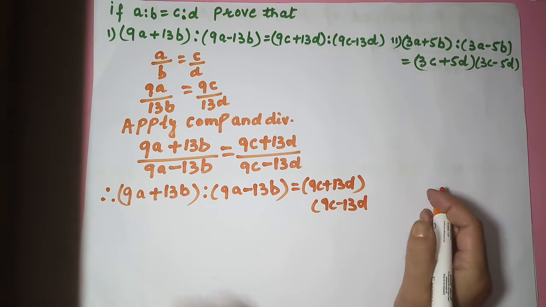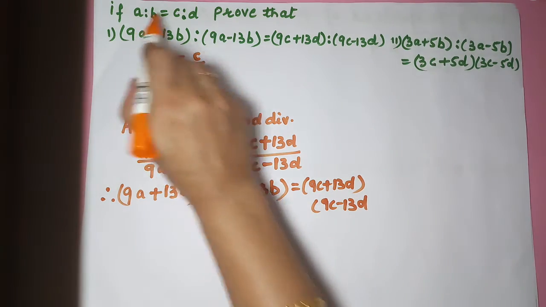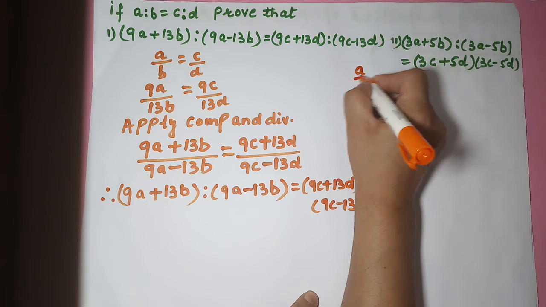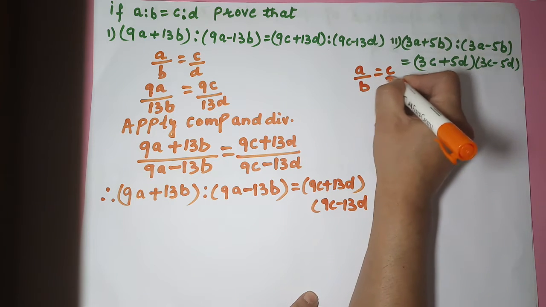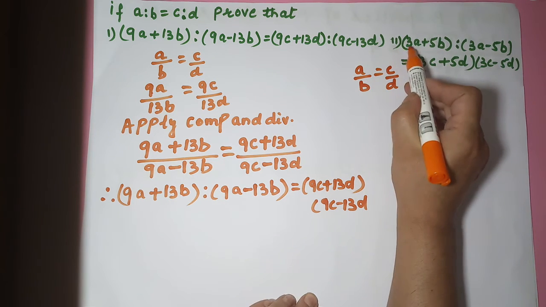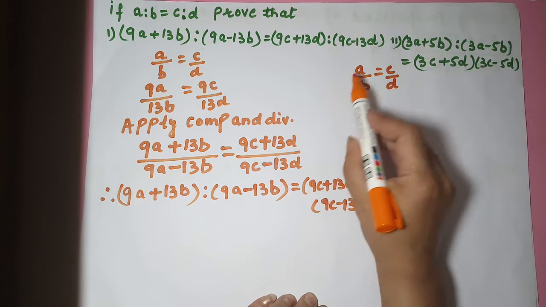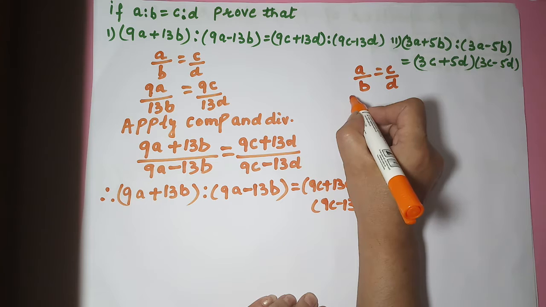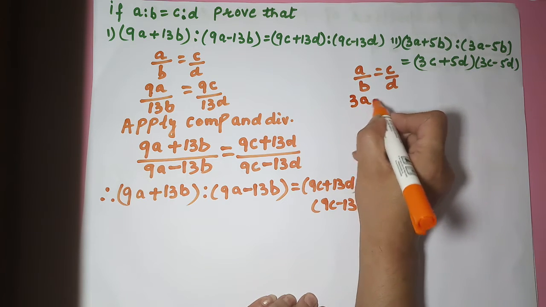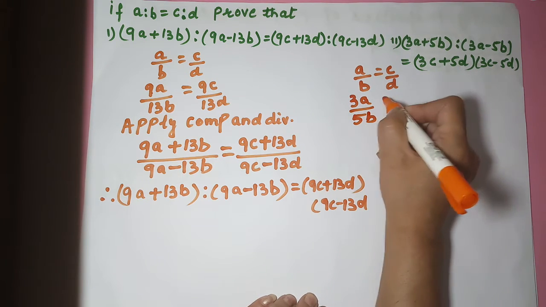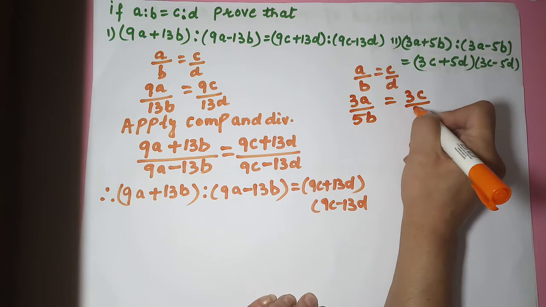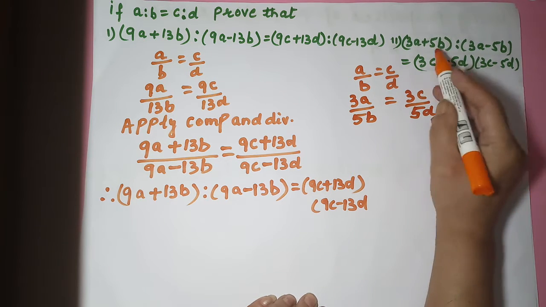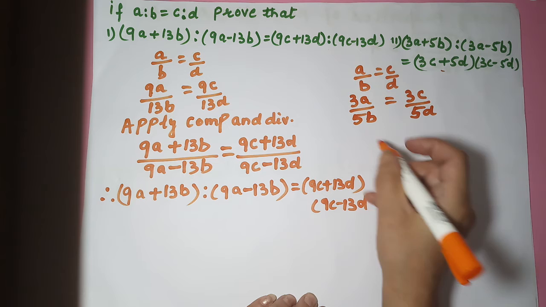Right? Now, same. I am given that A by B is equal to C by D. Now, I don't have 3 and 5. So, what will I do? I will multiply both sides of this equation by 3 by 5. So, what will I get? 3A by 5B equal to 3C by 5D. Now, how will I get this? By applying componendo and dividendo.